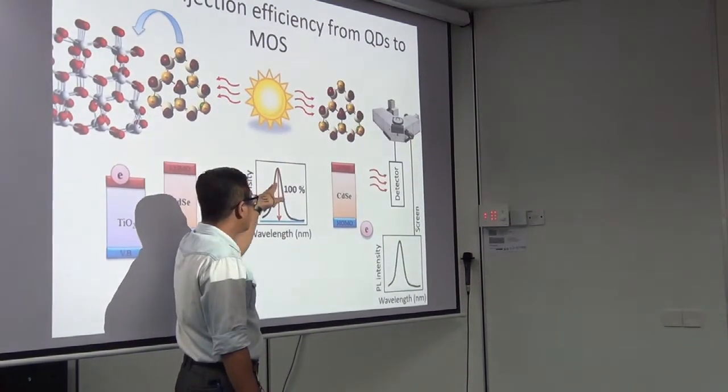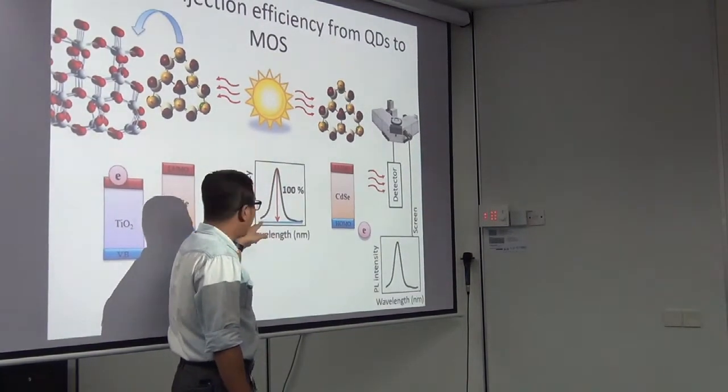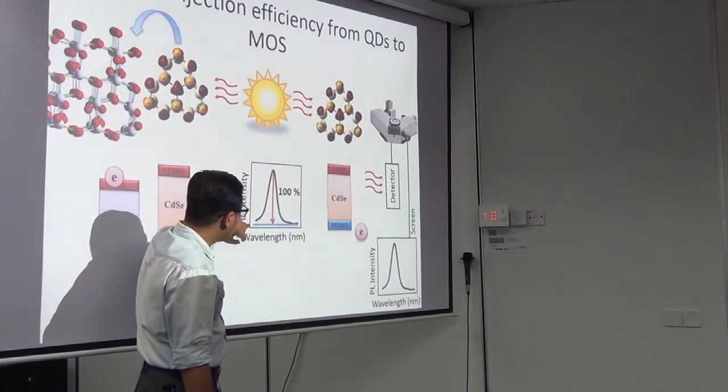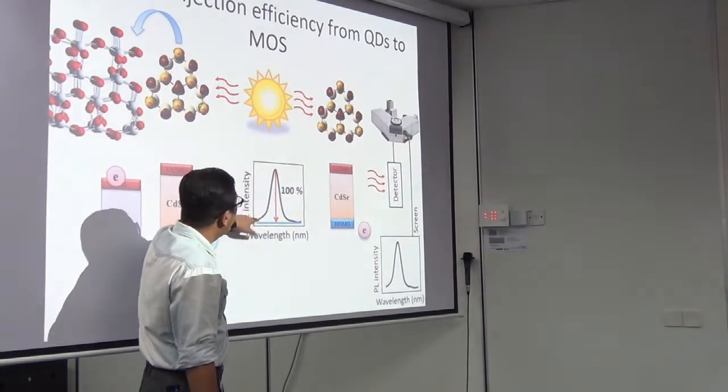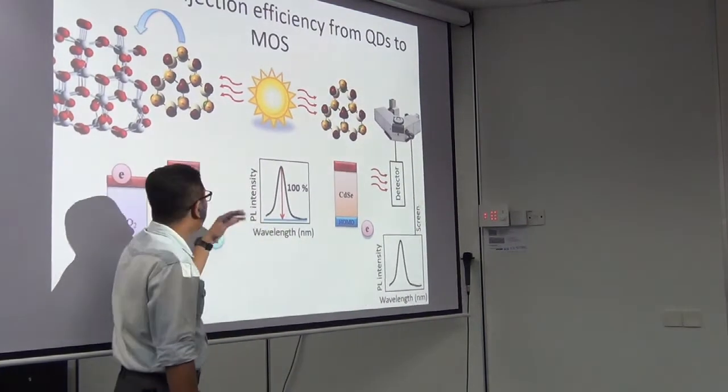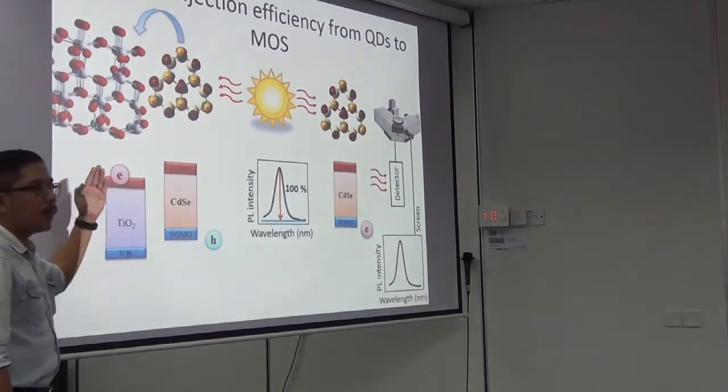This is bare quantum dots. This is quantum dots MOS conjugate. And if this is zero, here the y-axis is zero, it means that 100% of the electron is injected from the quantum dots to MOS.